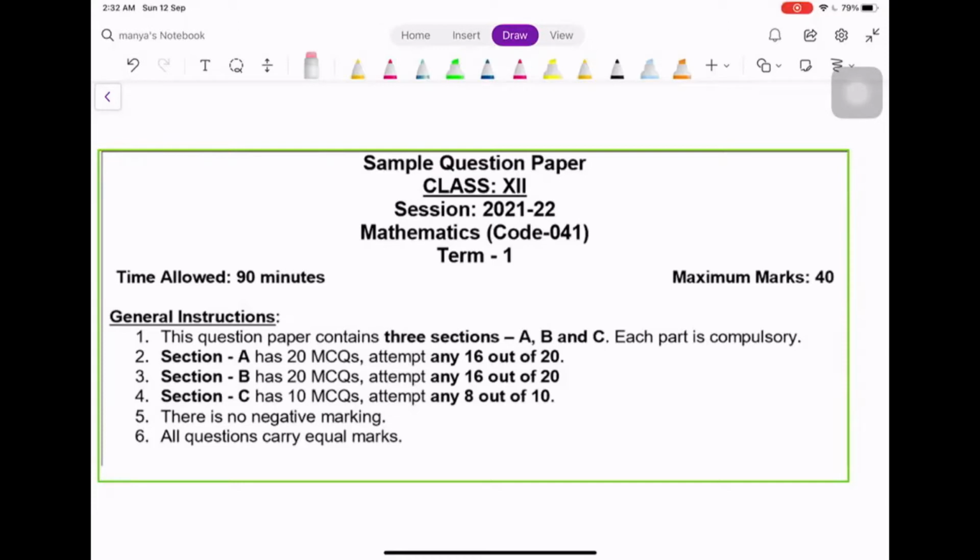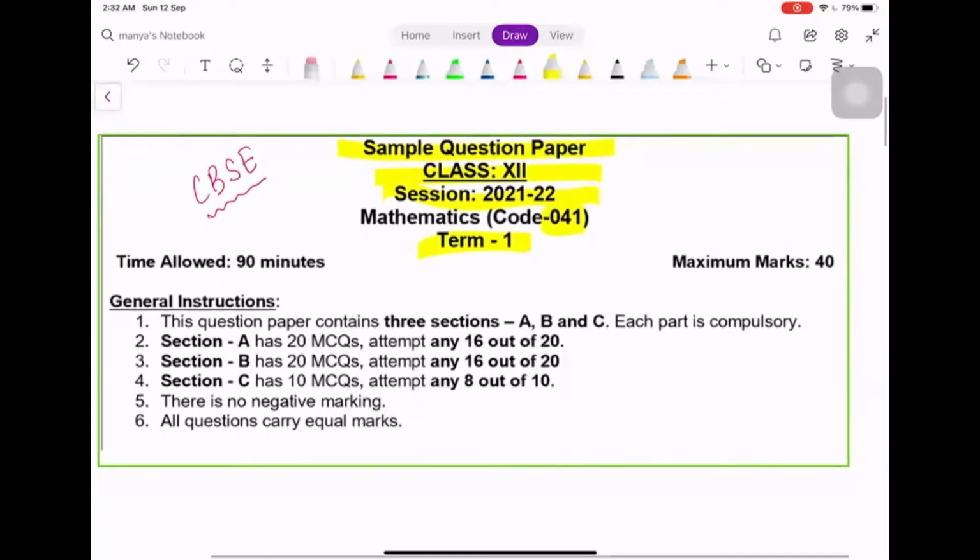So today we are going to discuss the sample question paper of class 12th, session 2021-2022, released by CBSE for term 1. The subject code is 041. These were the instructions that were given in the sample paper. You all must be knowing. The time allowed is 90 minutes, that is 1.5 hours.